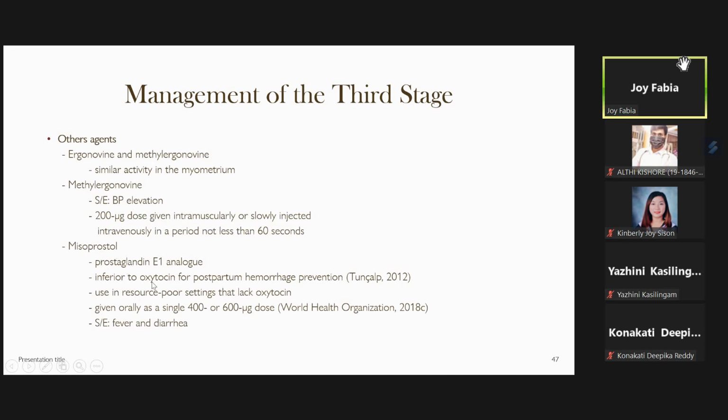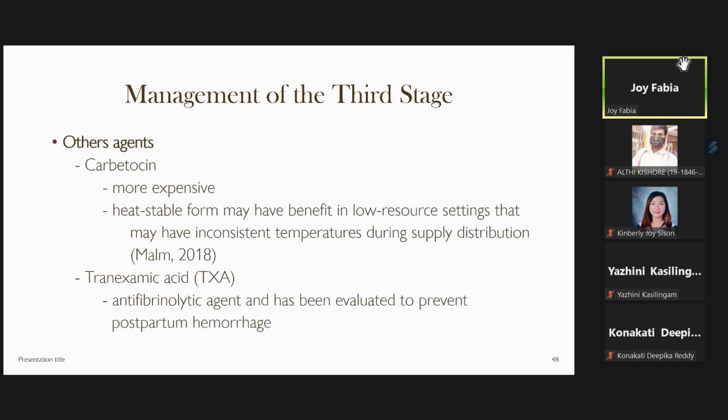For the misoprostol or the Cytotec, they use this in resource-poor settings that lack the oxytocin supply. Pero here in the Philippines, we don't usually give this kasi nga pinagbabawal siya. The misoprostol can be given as a single 400 or 600 microgram dose. What are the side effects? It can cause fever and diarrhea.